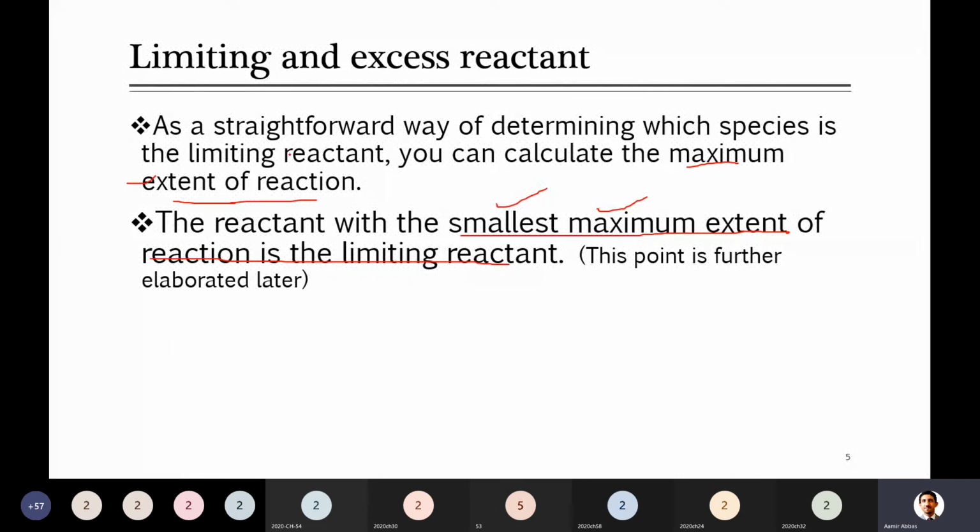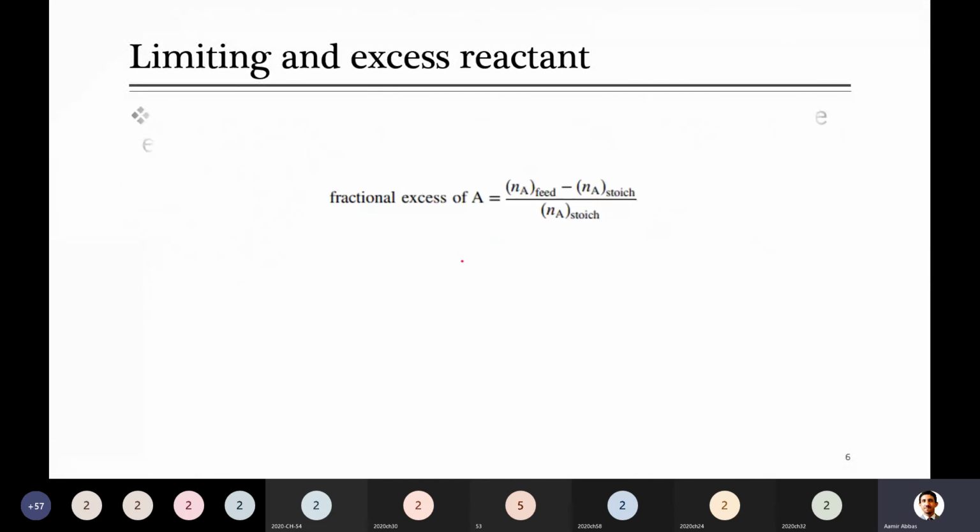So overall, just to brief it, you can select which one is limiting and which one is excess, maybe directly looking at the mole ratio by comparing it with the stoichiometric values, or the other way is to calculate the maximum extent of reaction and look at which one is the smallest. The smallest one will tell you that this reactant is the limiting reactant.